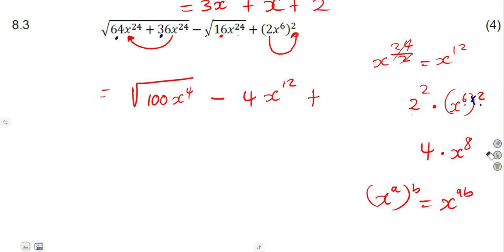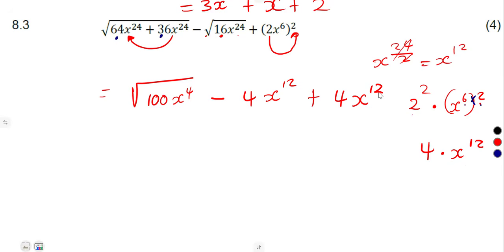All right. Where am I getting the 8? I'm multiplying 6 times 2, which is 12. 6 times 2, which is what? 12. So that's 4x to the exponent of 12.